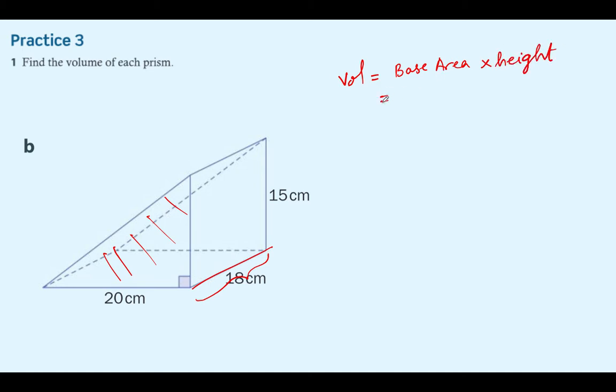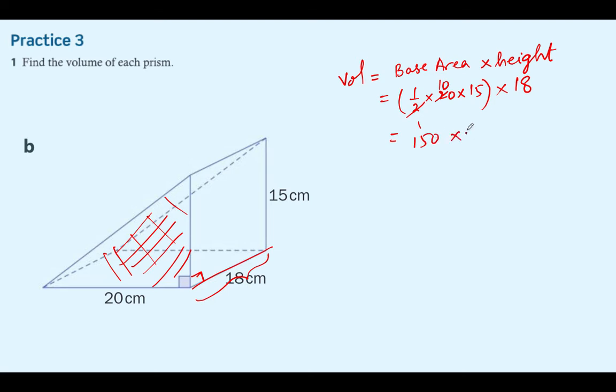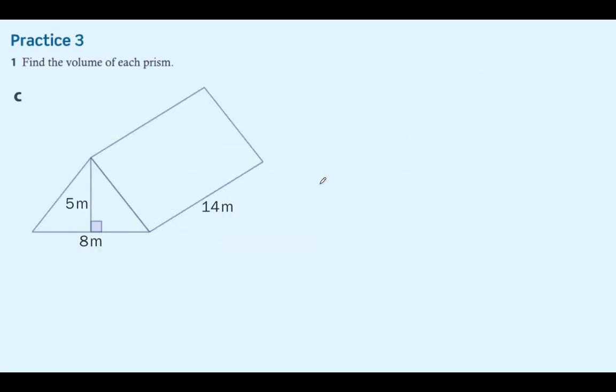In this scenario, base area is basically the area of triangle, so I should write half into base of triangle, that is 20, and height of triangle, that is 15, times height of the prism, that is 18. Because if we are considering this as the base, then the side which is perpendicular to base is always height. So when we simplify this, 10 times 15 is 150, and 150 times 18 gives 2700, and unit will be cubic centimeters.